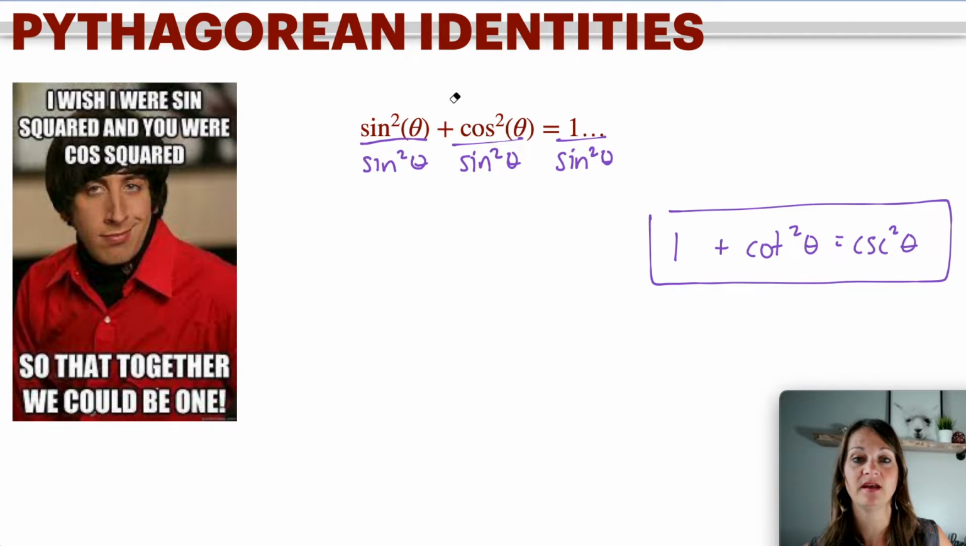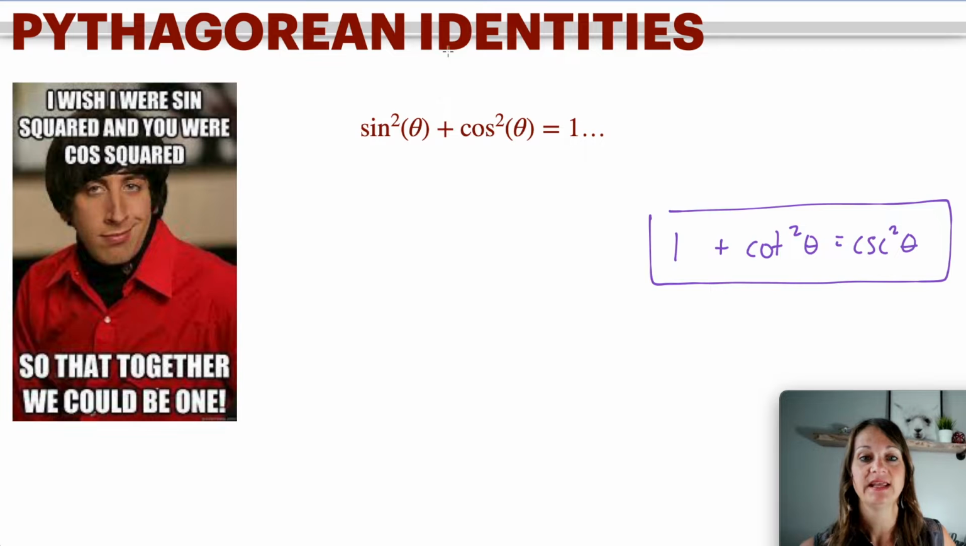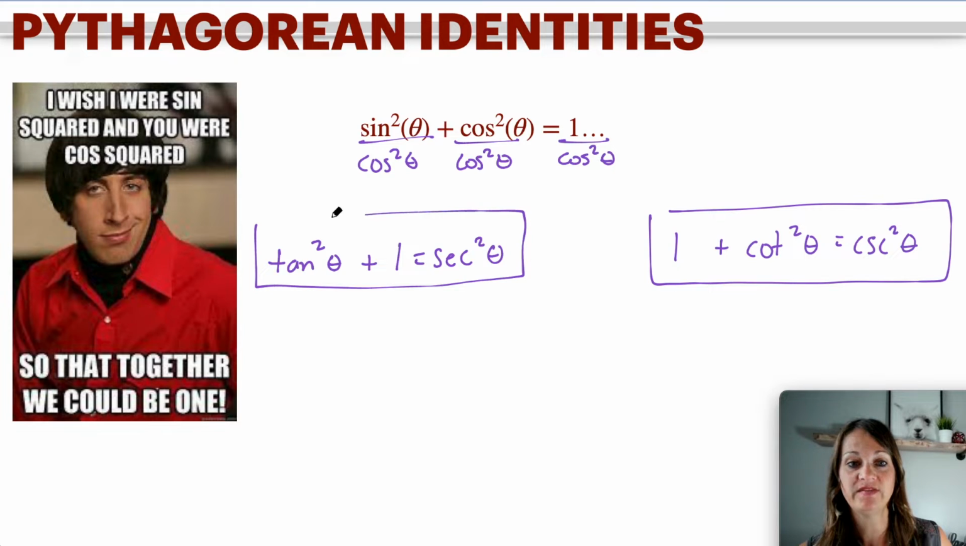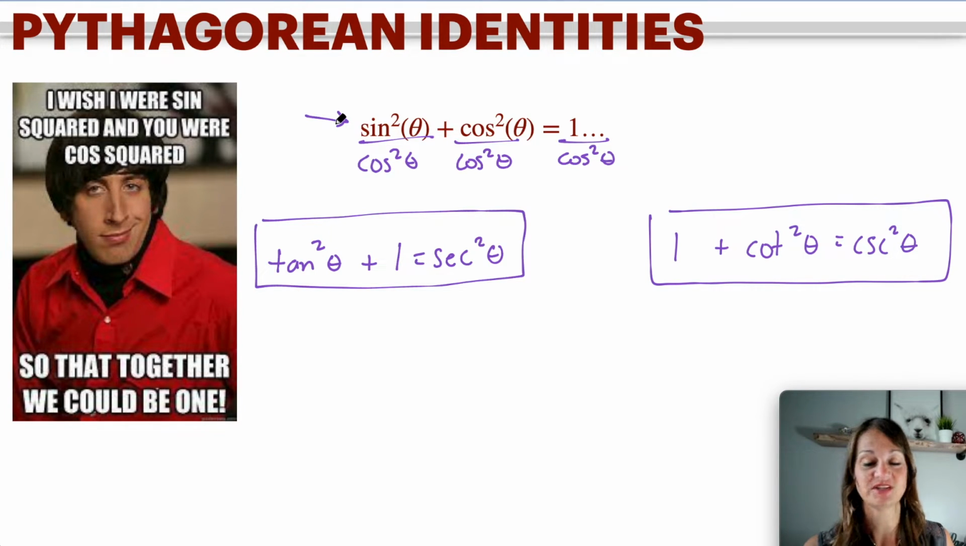Now, there is one other one that you can also create. Instead of dividing everything by sine squared, if we divided everything by cosine squared, sine squared over cosine squared is the quotient identity of tangent squared. Cosine squared divided by cosine squared is 1, and 1 over cosine squared is the reciprocal identity of secant squared. So we have actually created 2 new trig identities from our original Pythagorean identity for trig functions.